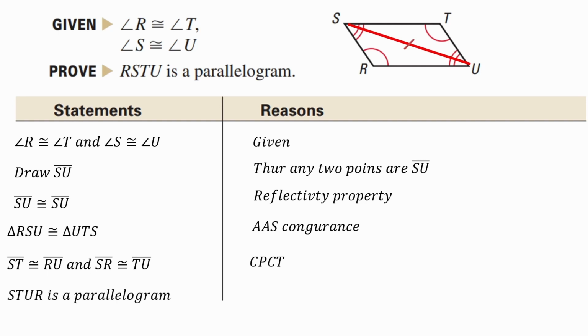Once we know that those parts are congruent, those are all we need because we have 2 pairs of congruent sides. Okay, we can say that STUR is a parallelogram based on the definitions of a parallelogram.